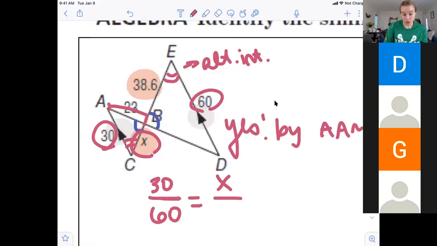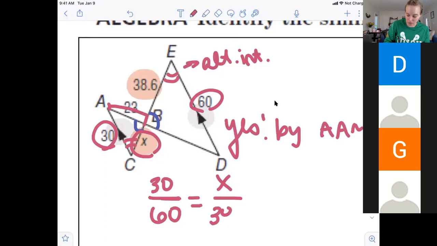AB can't work with X because they're in the same triangle. So I can't do one side from one triangle with another side from another triangle, equals two sides from the same triangle. That won't be proportional. But EB, that length is the corresponding length to CB.